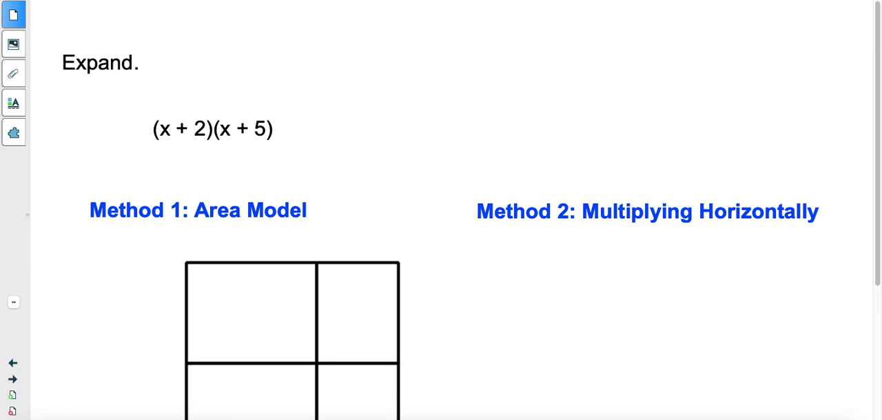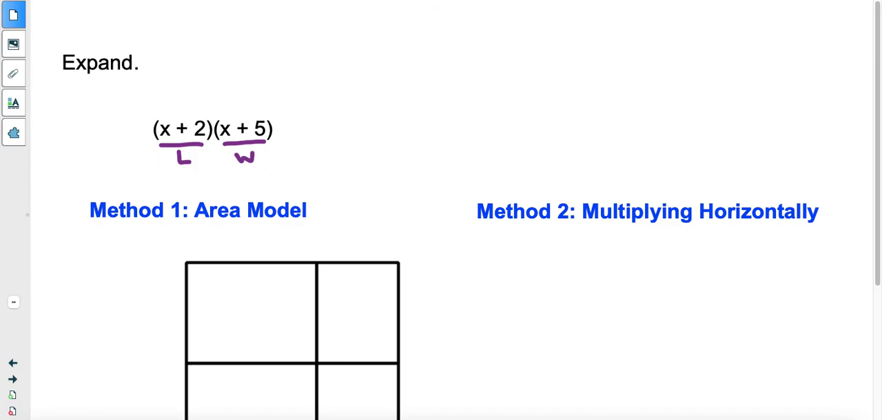And the reason I introduced this question is because it can help us when we're multiplying expressions like this, x plus 2 times x plus 5. So one way we can do this is by using this model we looked at. It's called the area model, to multiply these two together. So what we could do is we can kind of treat these as being the length and the width of a rectangle, and then multiply these two sides together to find the area.